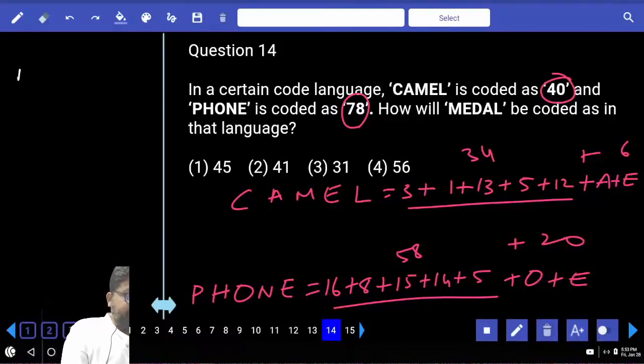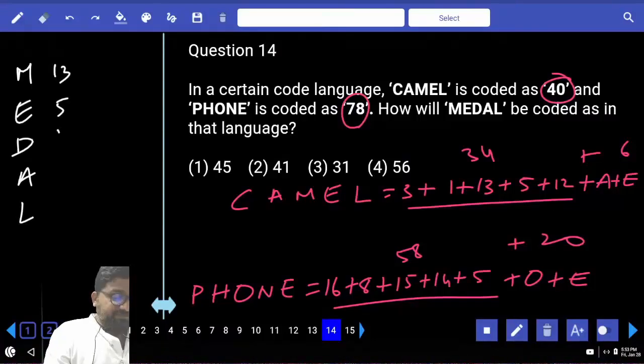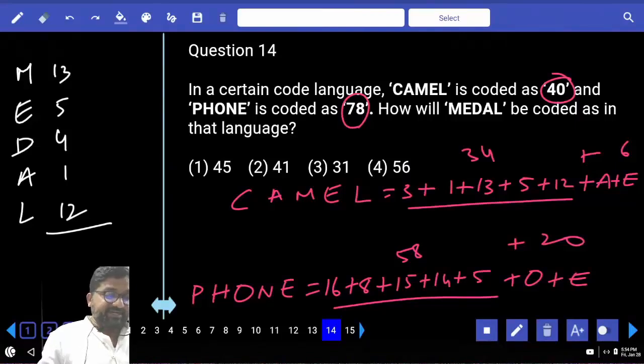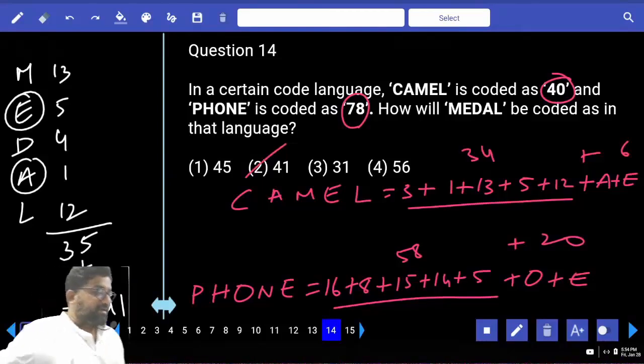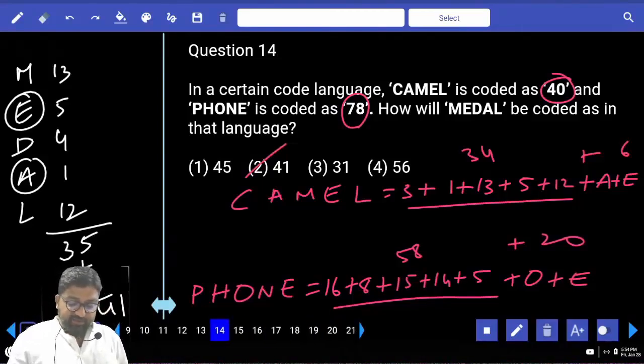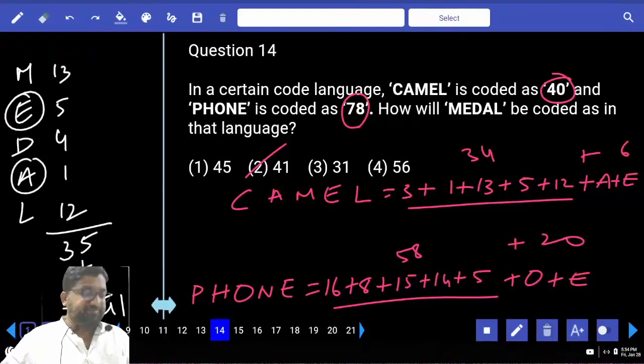Now we'll go for medal. MEDAL: 13, 5, 4, 1, 12. Okay? 13 plus 5 is 18. 18 plus 4 is 22. 23, 35, plus 6. What's your answer? 41. Done. Sum of the place values plus sum of vowels. Copy it fast. We'll go for question number 16.